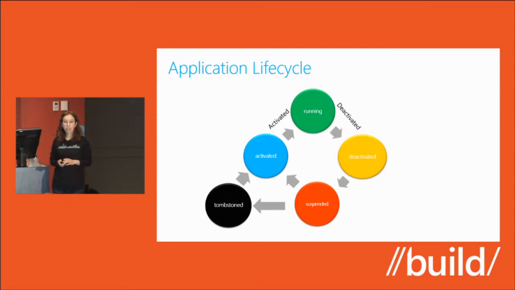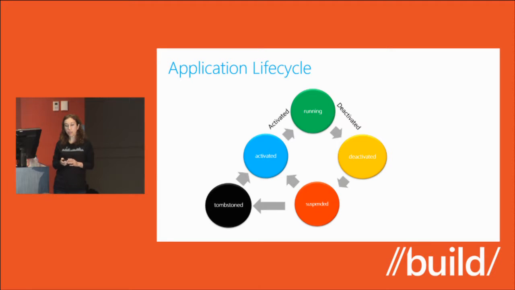Now, this is the application lifecycle for the regular application. Some of you have seen this before. We created this back in 7.0, and we're building on top of this. So the app is running in the foreground. The user navigates away. The app gets the deactivated event handler. App moves to deactivated and then suspended. And when suspended, the app can go to Tombstone if the OS needs to reclaim the memory. Or it goes back to activated, gets the activated event handler, and then back to running.